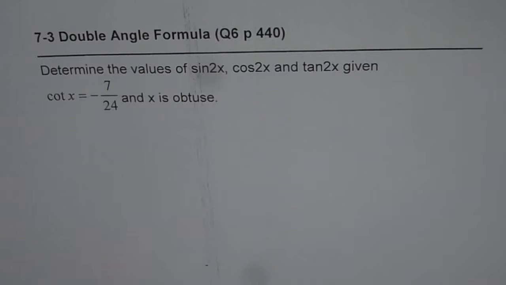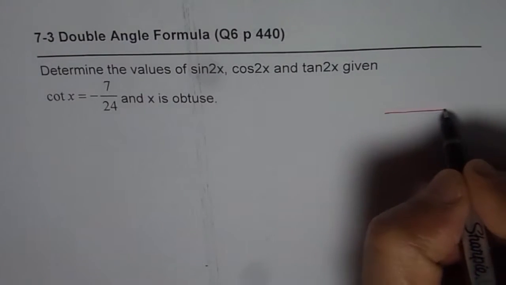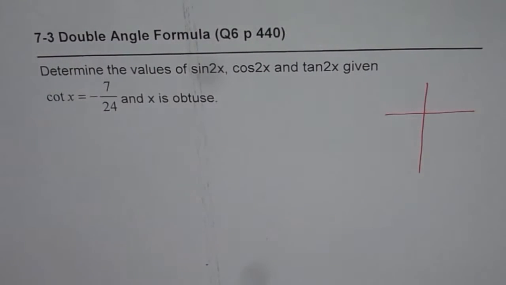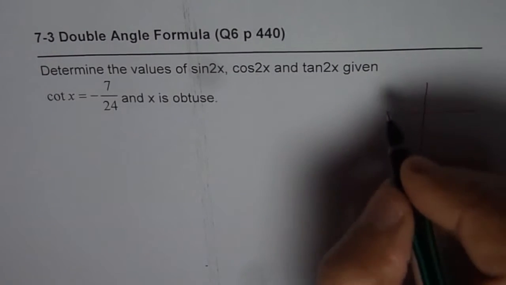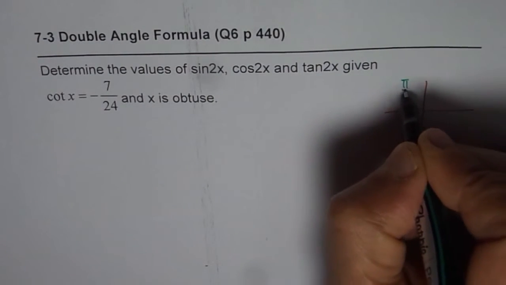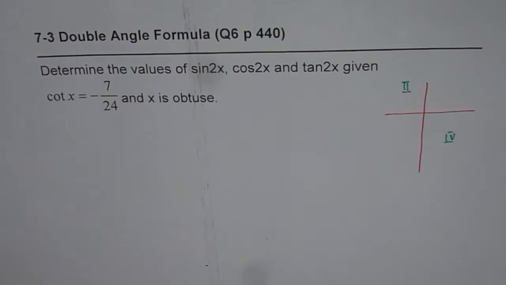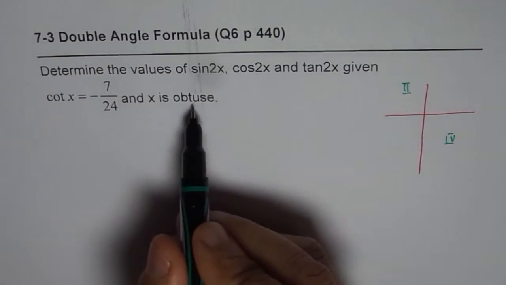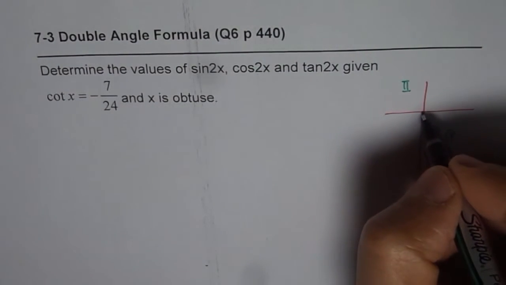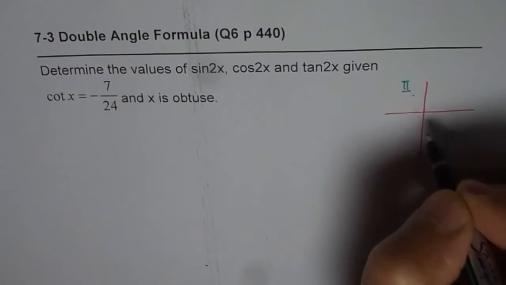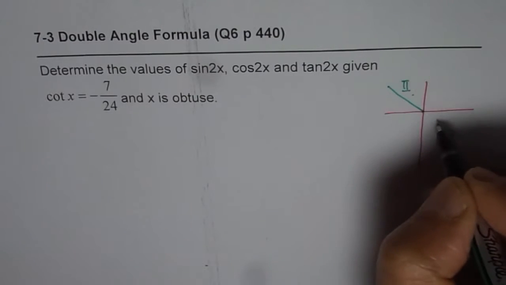Okay, now what we're given here is, let's look into the coordinate plane. The cotangent value is negative. Now cotangent is negative in two quadrants: one is quadrant 2 and the other one is quadrant 4. So in these two quadrants, cotangent is negative, right? So when they say x is obtuse, that means it could be in this particular quadrant or there, so it could be either one of those.